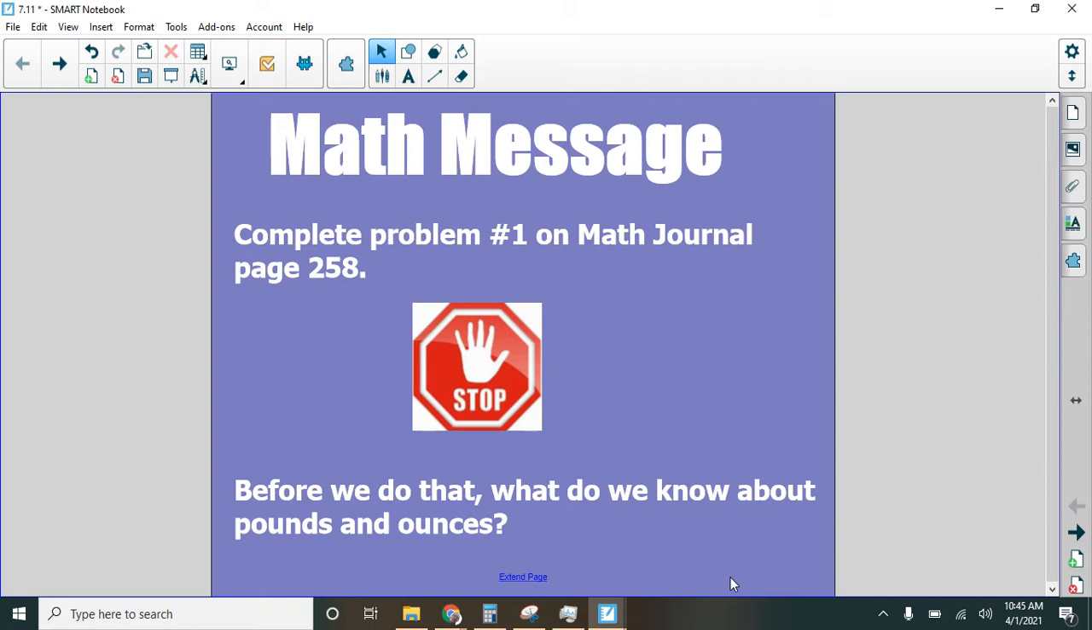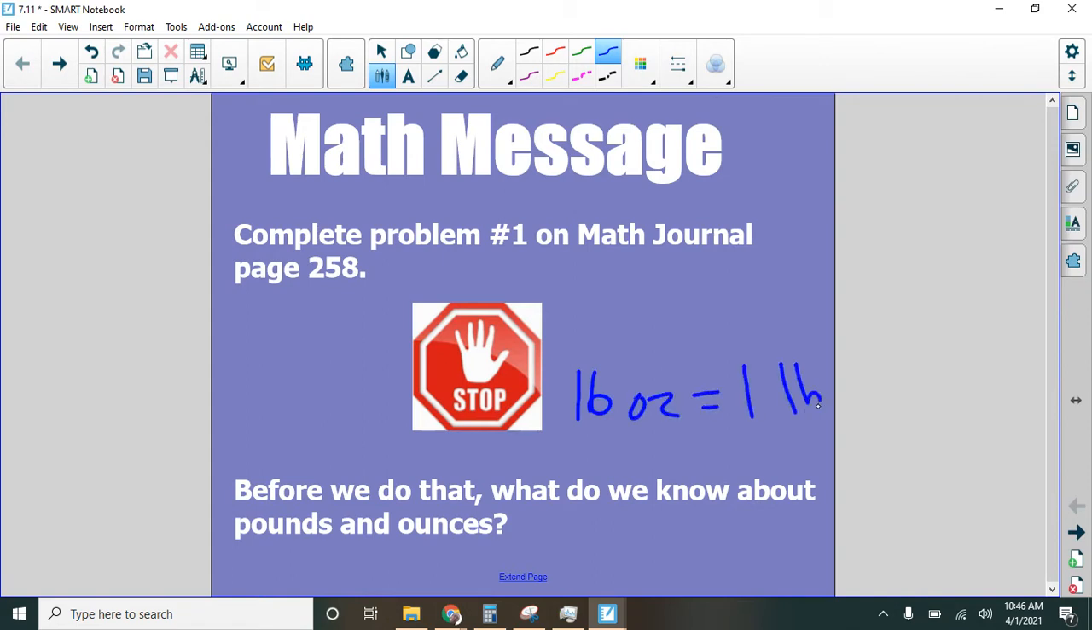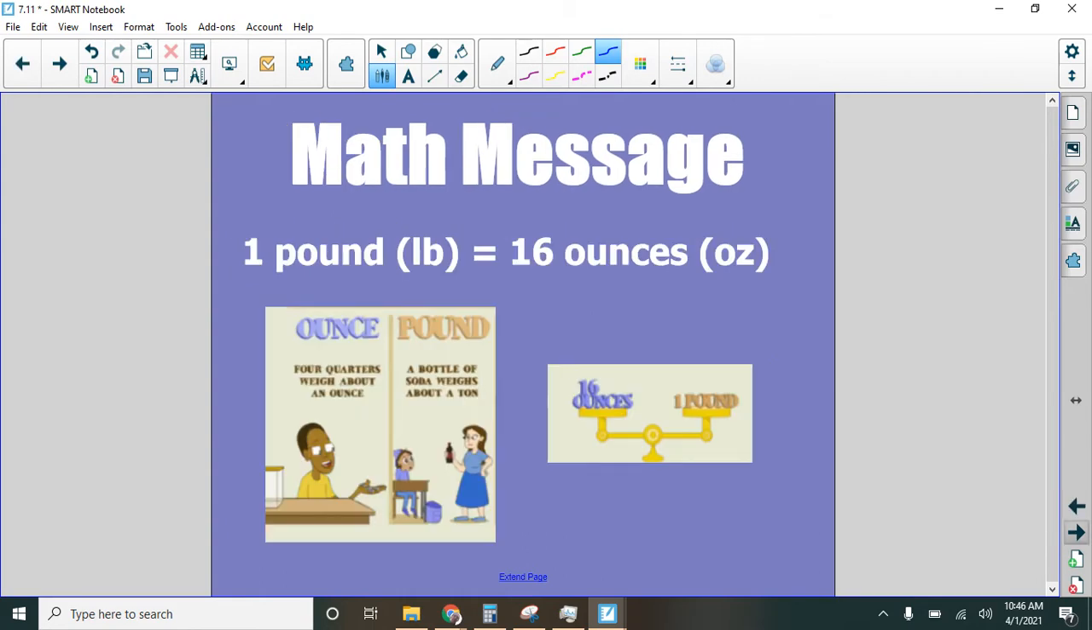And before we do that, we are going to review what we know about pounds and ounces. What do you remember? Do you remember the conversion? When we're changing pounds to ounces, there are 16 ounces in a pound. 16 ounces equals 1 pound, LB for pound. So when we want to convert 3 pounds into ounces, we're always going to be doing times 16. So there it is. There's a fancy version of it. 1 pound equals 16 ounces.